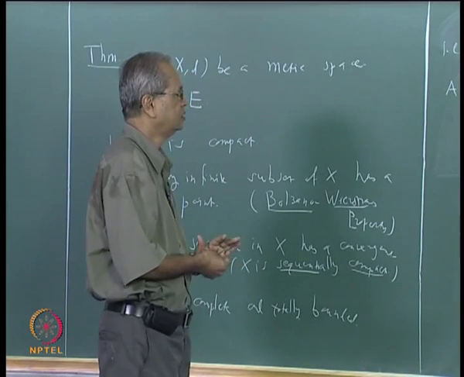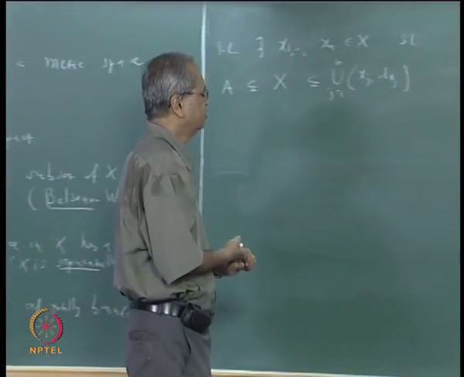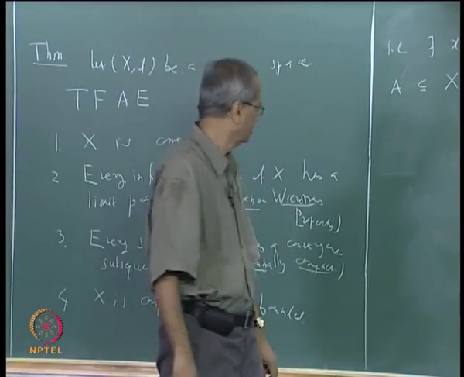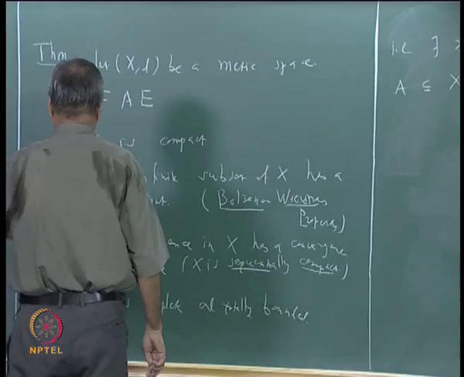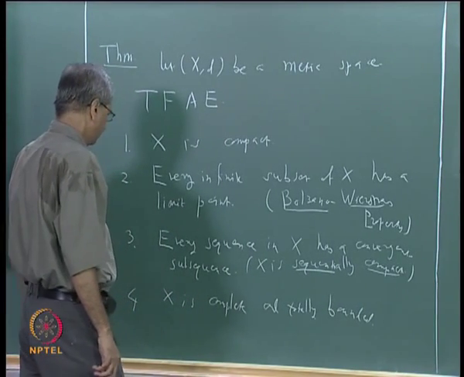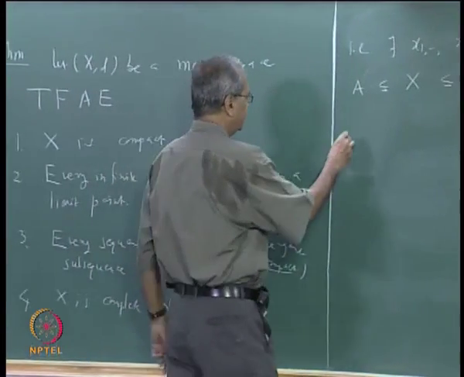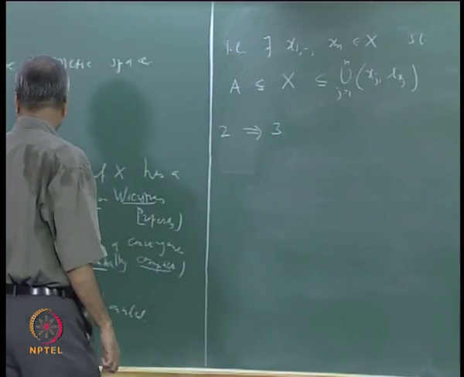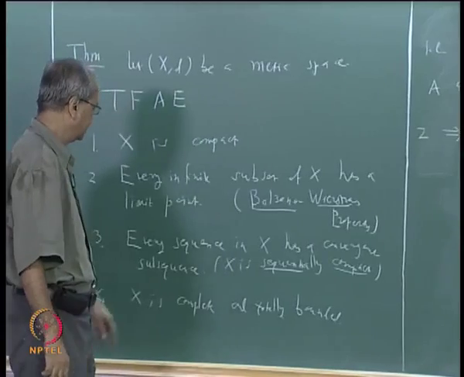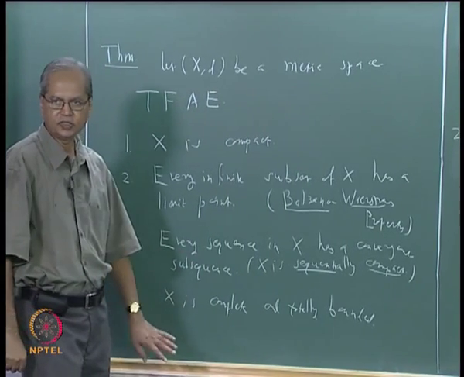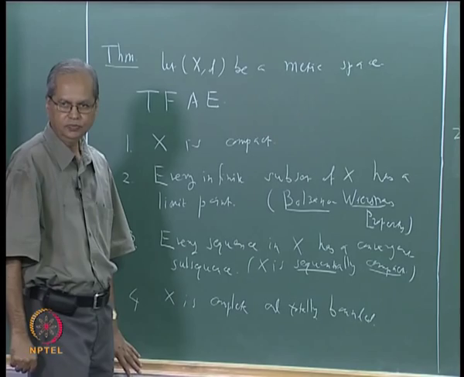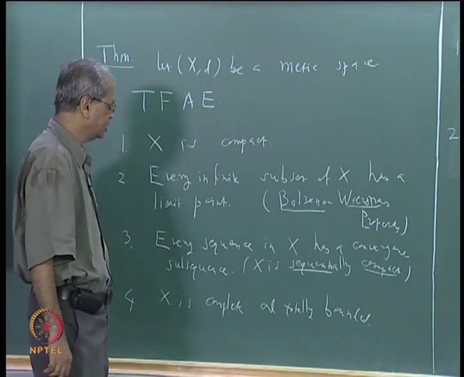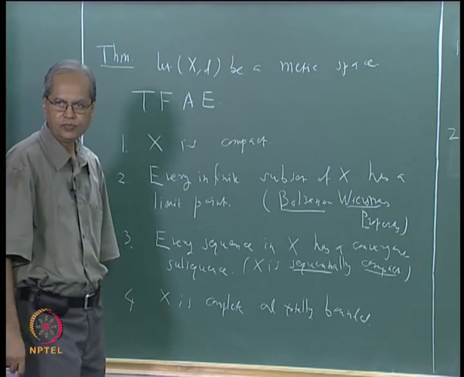So that proves that 1 implies 2, is it okay? Let us now attempt 2 implies 3. That means we should assume that every infinite set has a limit point, and from that we will try to prove that every sequence in X has a convergent subsequence. So our assumption now is 2, that is, every infinite subset of X has a limit point.